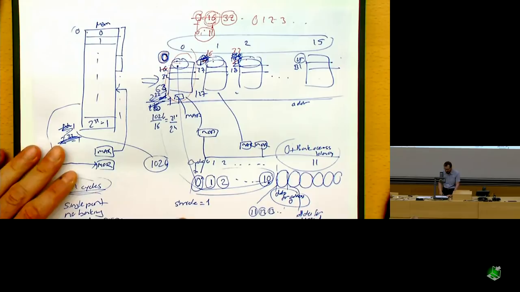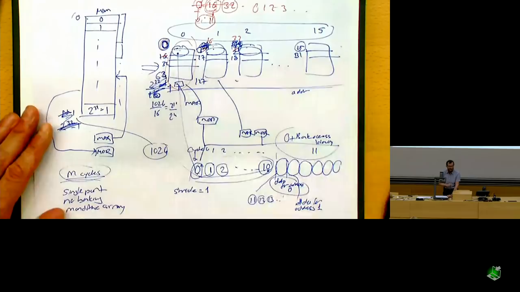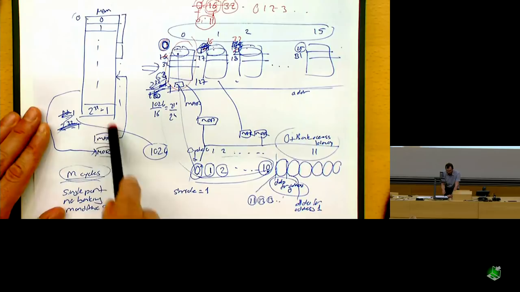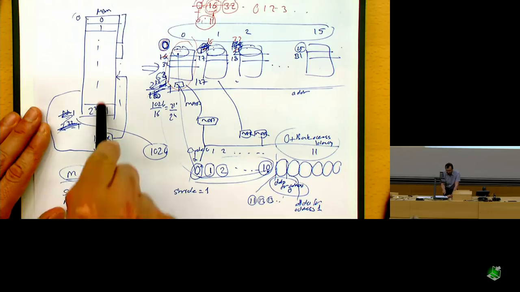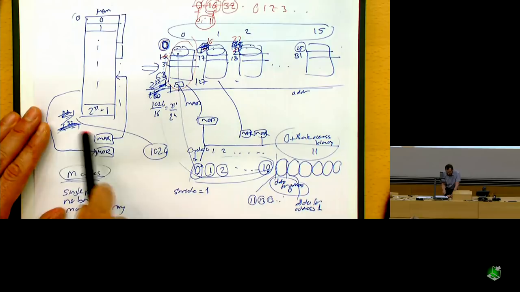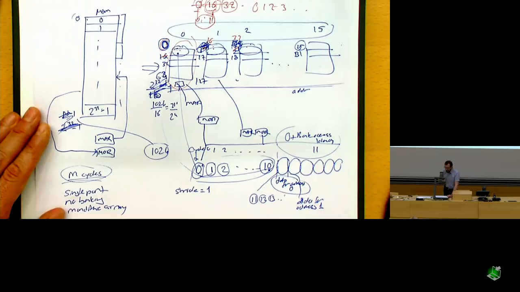But all of this is enabled by banking, as you can see, right? The benefit of banking is, as opposed to having a memory that enables you to start one access every m cycles, now you can start one access per cycle, right? That's the idea. Now there's another benefit, which we didn't talk about really, which is that this memory is huge.